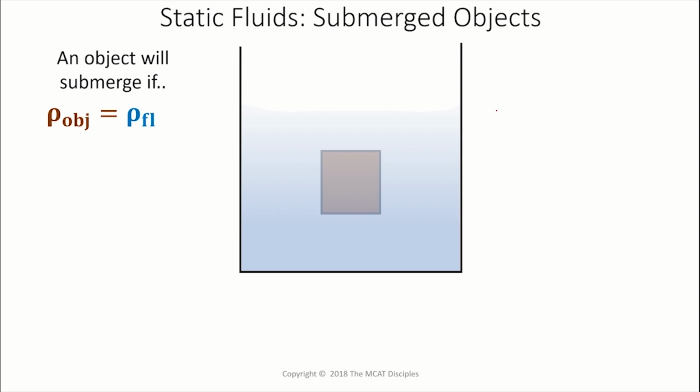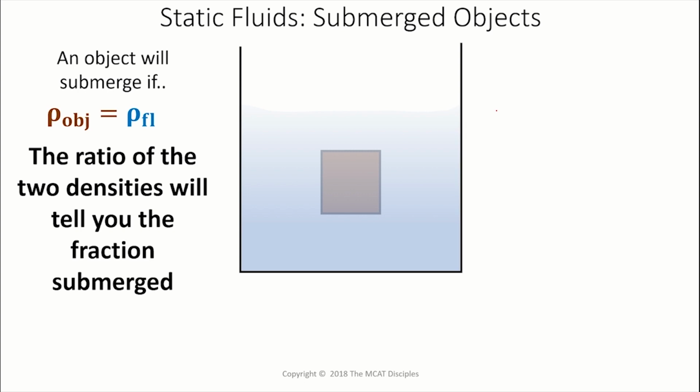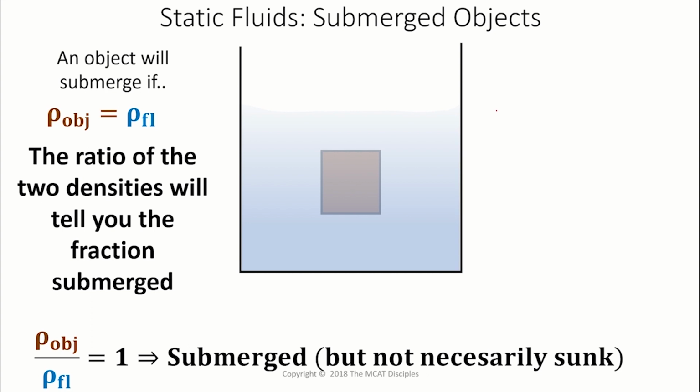So let's be clear about something. When I say submerged, I'm referring to a specific situation where the density of the object is equal to the density of the fluid. Clearly, a sunken object, an object that's all the way at the bottom of the container, is submerged, but I'm just using submerged as a way to define this situation. The ratio of the two densities tells you the fraction submerged, and if they're equal, the thing is 100% submerged, right? It's not necessarily sunk, and you're going to see why I'm making such a distinction here.